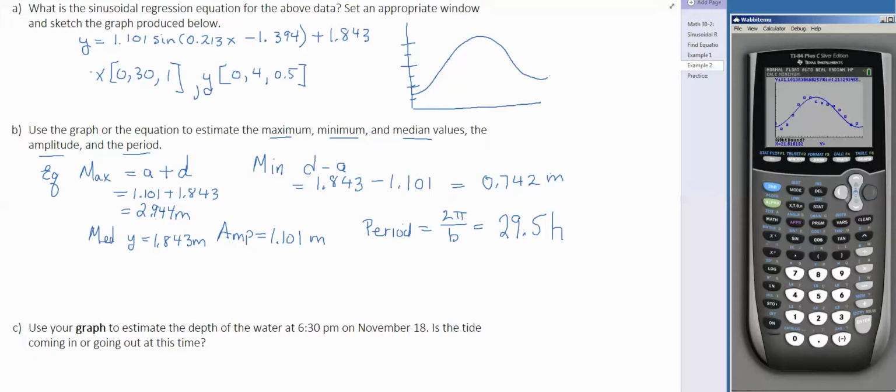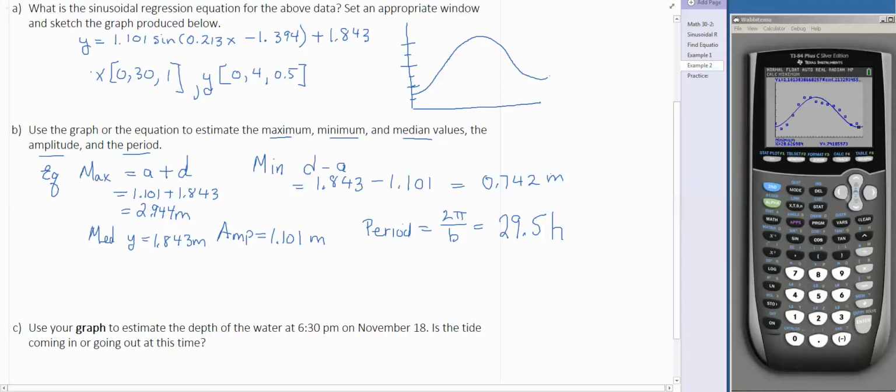I have to go past the minimum, just a little bit, press enter, and press enter for the guess, and I get 28.6. And remember, this 0.213 is an approximated value. We rounded it, and from the graph we get our minimum.